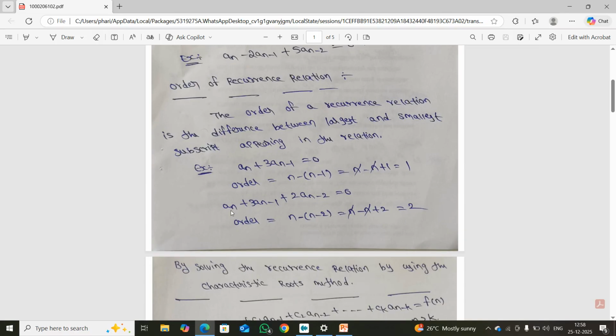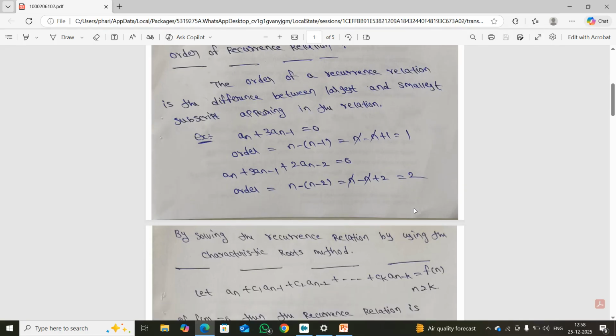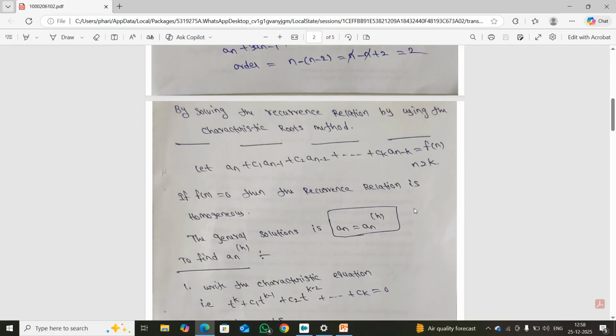Another example, a n plus 3a n minus 1 plus 2a n minus 2 equal to 0. Here the highest subscript is n and the smallest subscript is n minus 2. In this given recurrence relation, the order is 2. That is n minus of n minus 2 equal to n minus n plus 2, which equals 0 plus 2, equal to 2. That is the order of a recurrence relation.